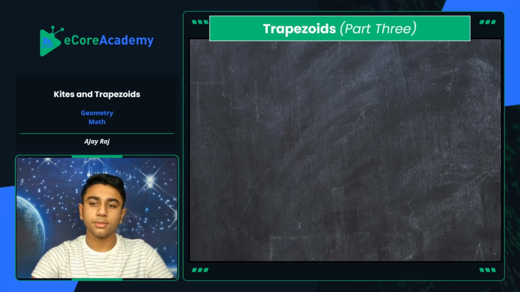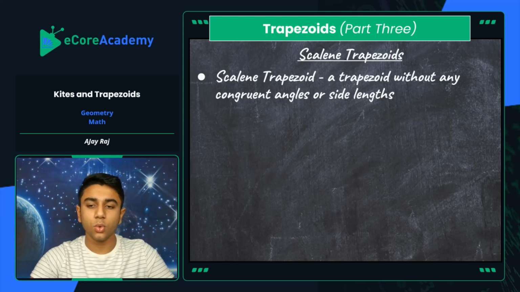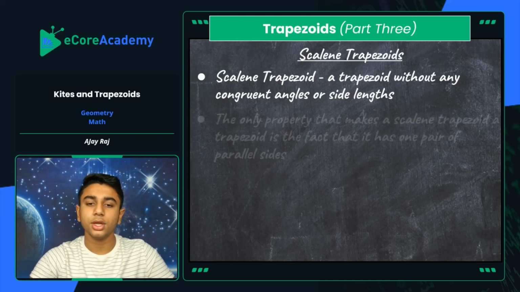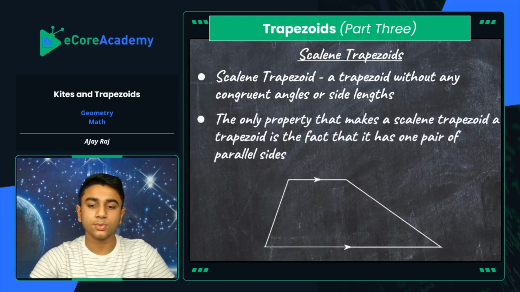And finally, we have our trapezoids part 3, and this is our scalene trapezoid. A scalene trapezoid is a trapezoid without any congruent angles or side lengths. So it cannot have those common angles, just like isosceles and right trapezoids would have. They would have a minimum of two congruent angles. The only property that makes a scalene trapezoid a trapezoid is the fact that it has one pair of parallel sides, and that's the only thing that you need. You only have that one property that classifies it as a scalene trapezoid.